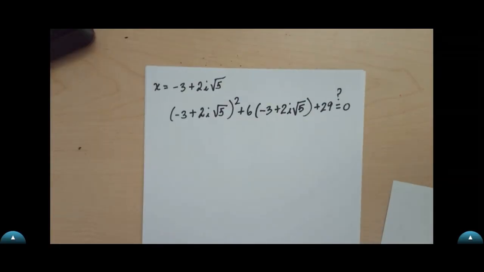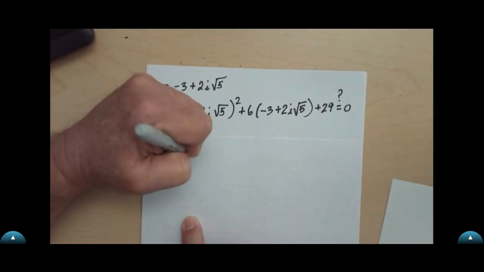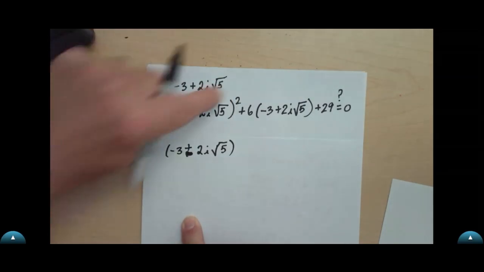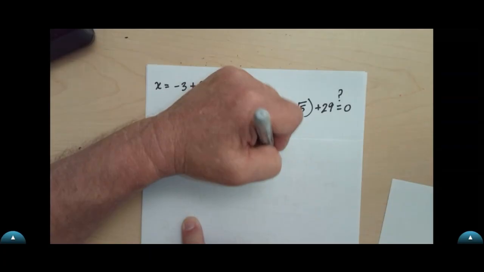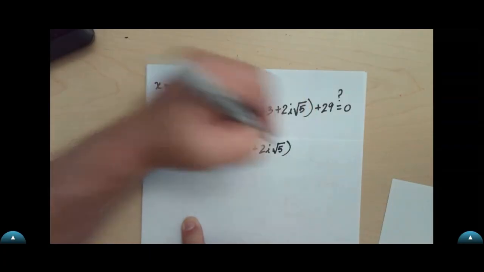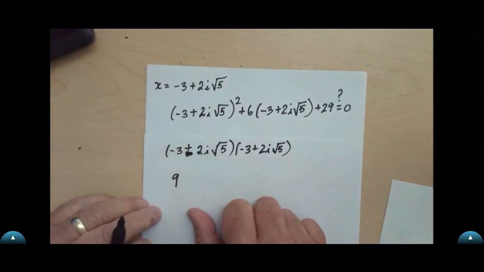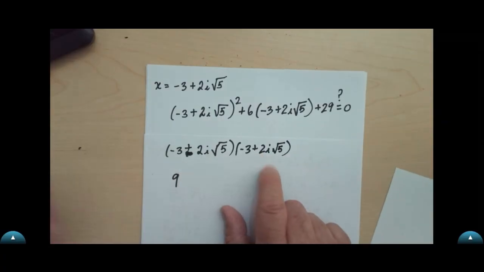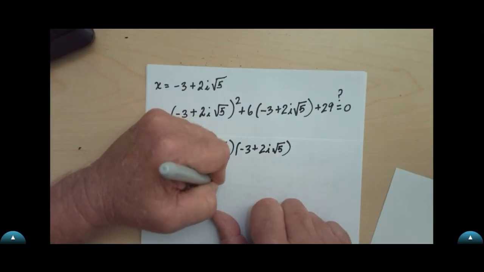We're just going to multiply, because when you square a number, you multiply it times itself. We're going to multiply negative 3 plus 2i times the square root of 5 times itself, right? We're going to square it. Negative 3 plus 2i times the square root of 5. We're going to FOIL those. And so negative 3 times negative 3 is positive 9. Negative 3 times 2i times the square root of 5, well, negative 3 times 2 is negative 6. It's going to be minus 6i times the square root of 5.